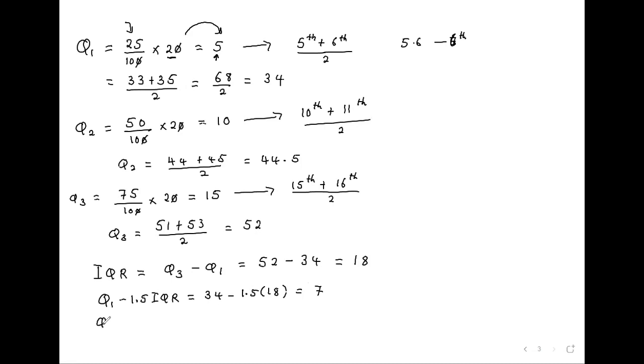And then quarter 3 plus 1.5 times the interquartile range. Quarter 3 is 52 plus 1.5 multiplied by 18. That is 79. Then now you can construct your box plot.